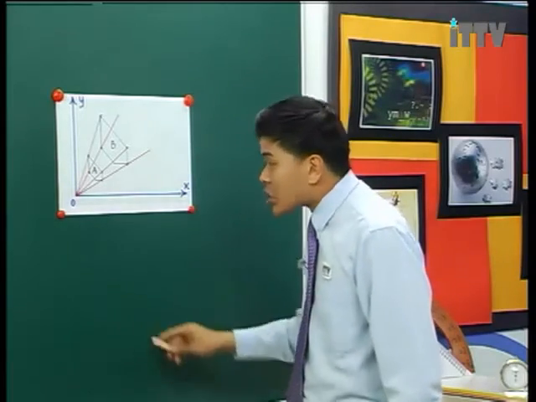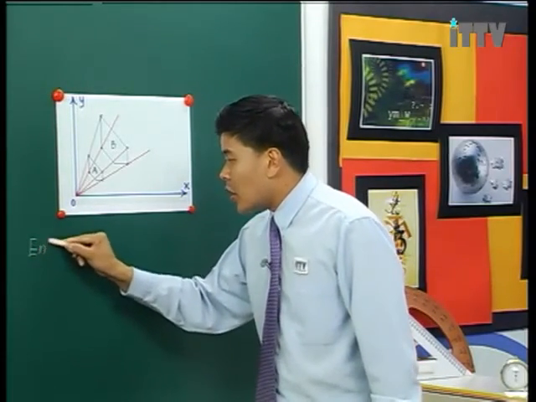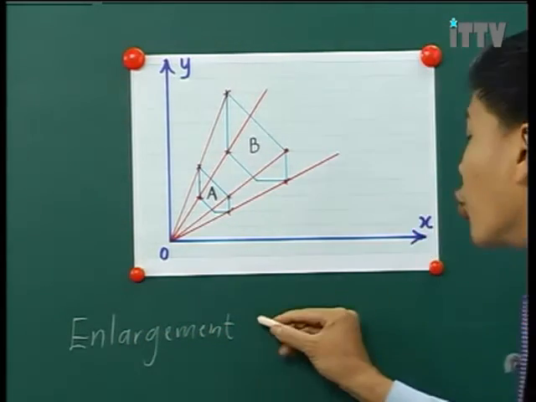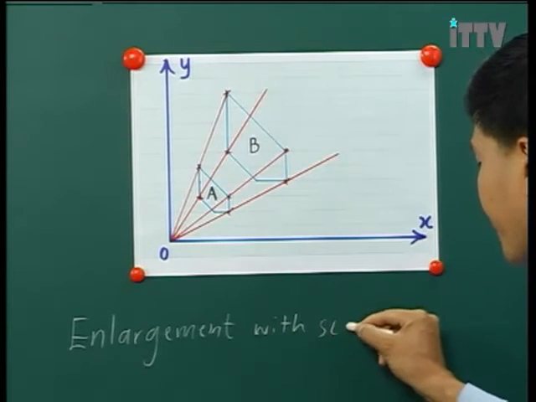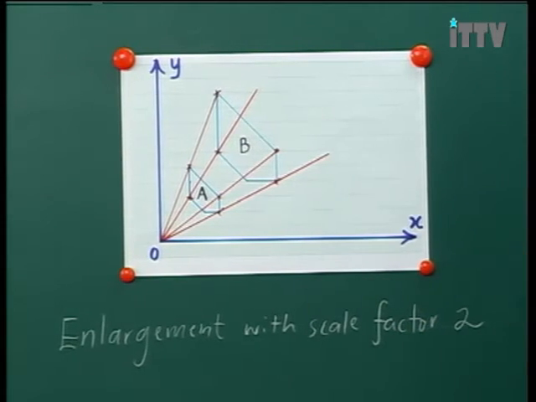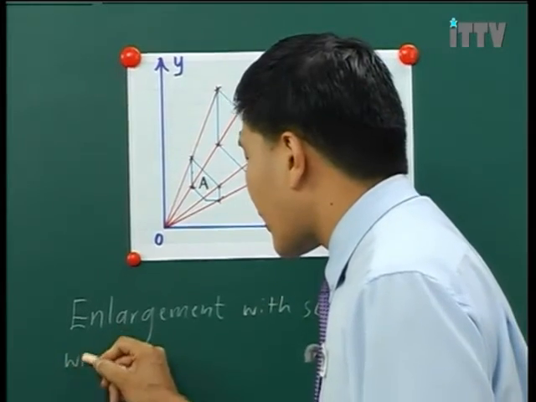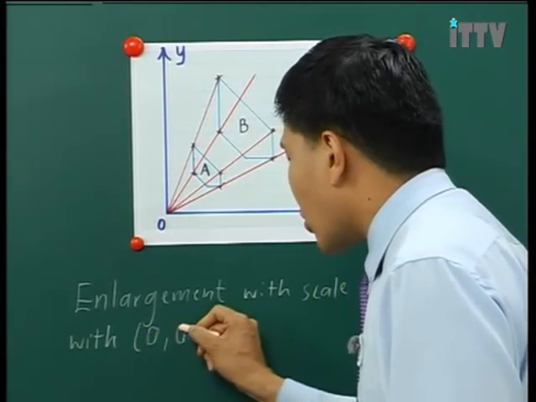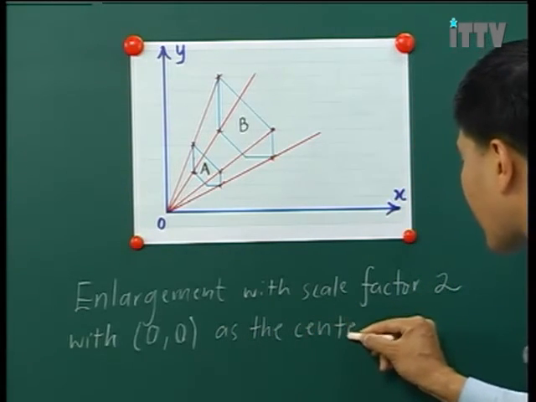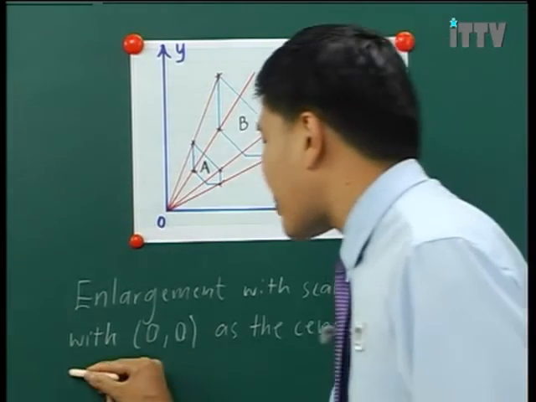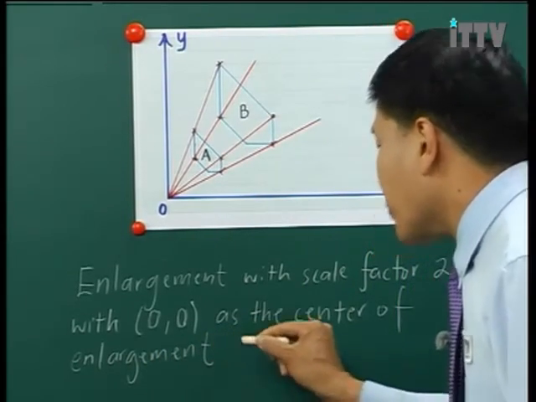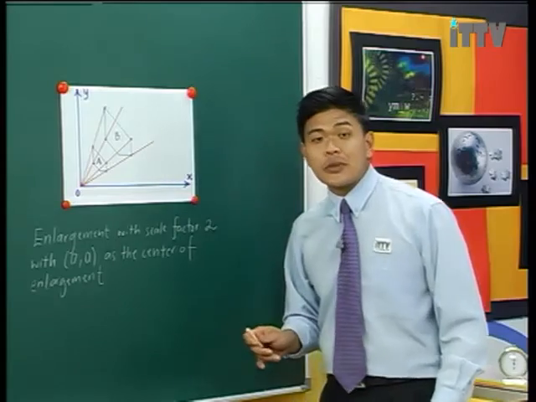So now this is how you will describe it. It will be an enlargement with scale factor 2, because the image is double the object. Where is the center? With 0, 0, or the origin, as the center of enlargement. So this is how you describe an enlargement completely. You have to mention the scale factor and you have to mention where the center of enlargement is as well.